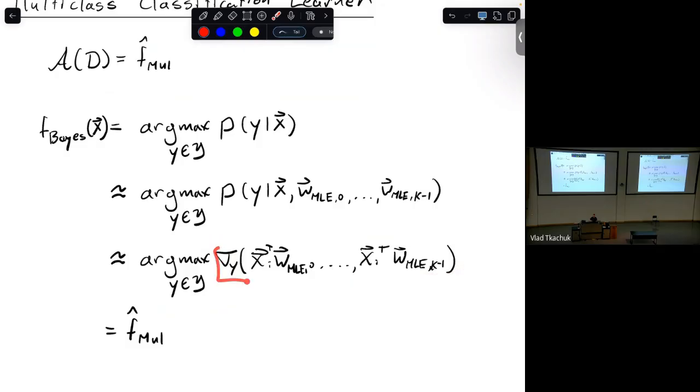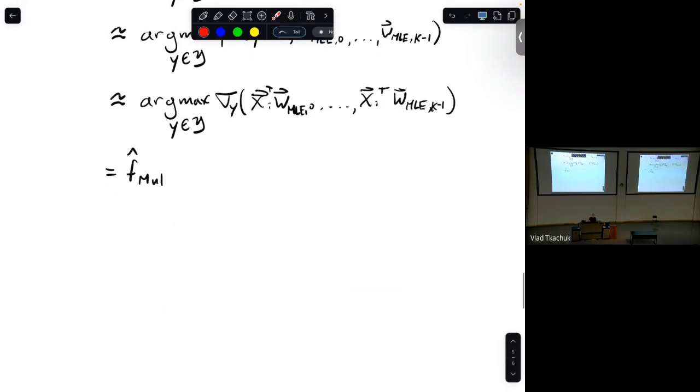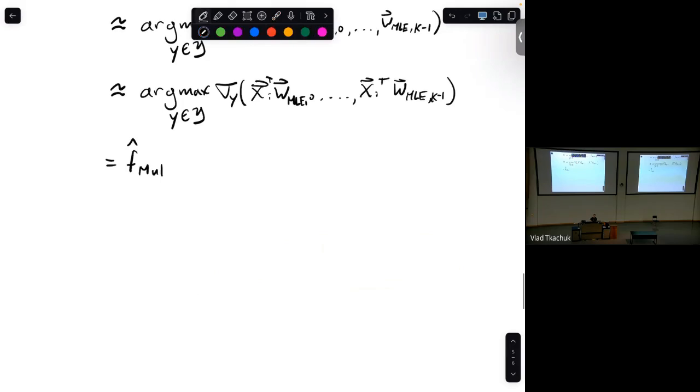So this procedure of estimating the probabilities for k classes can be thought of as a regression problem, where you're estimating the probability of k different targets, labels, which are all numbers between 0 and 1. And that has a name, which is called softmax regression.